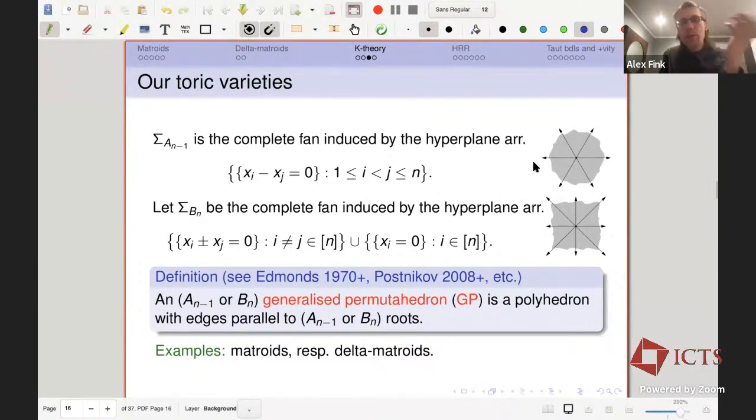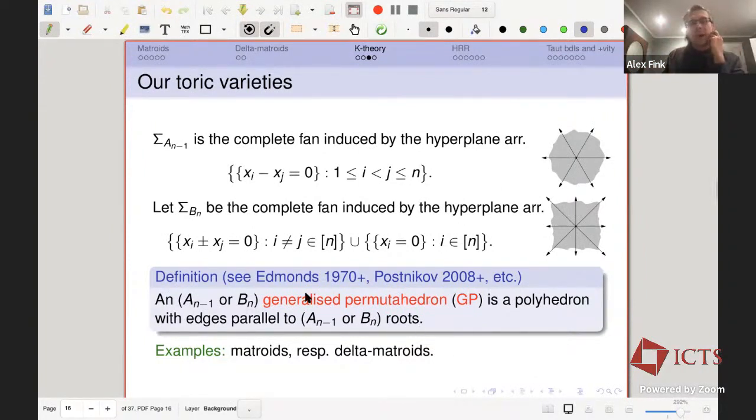So when I'm working with matroids, I am working in this type A toric variety that I already mentioned, for this fan sigma sub A_{n-1}. When I'm working with delta matroids, I'm working in this fan sigma B_n. And there's a name, which I've included on this slide, for the set of all polyhedra which are compatible with these fans. These are called generalized permutahedra.